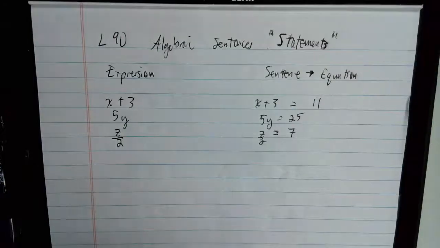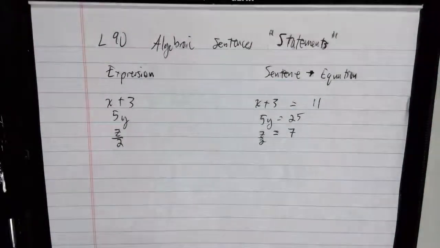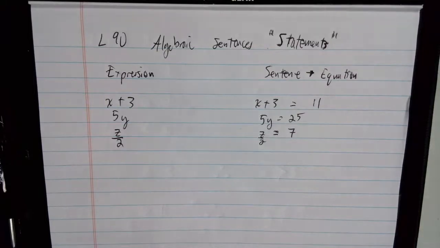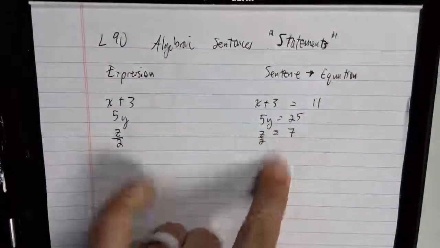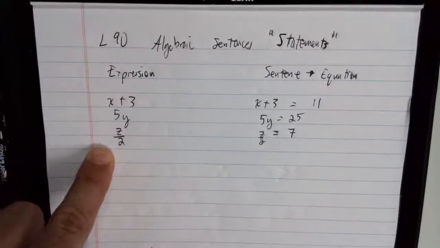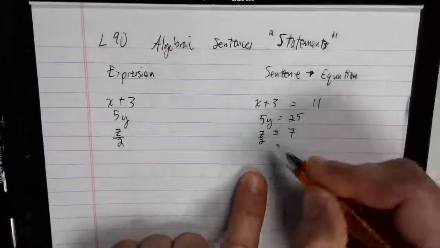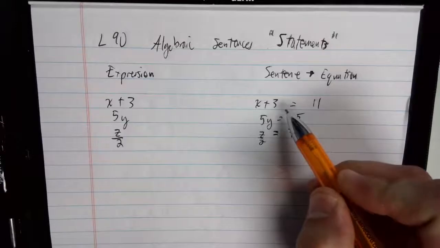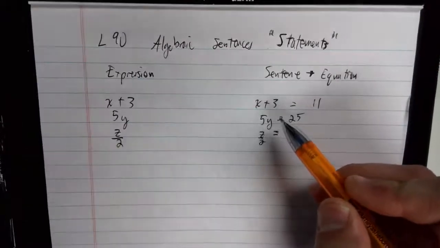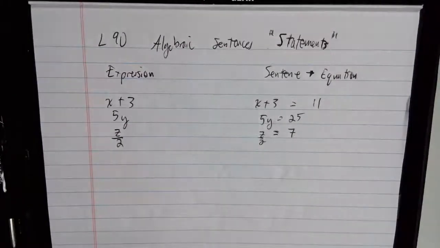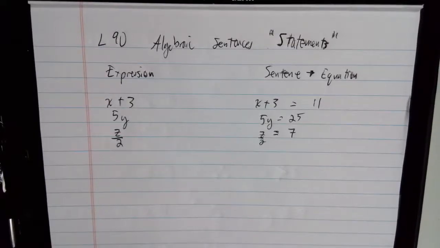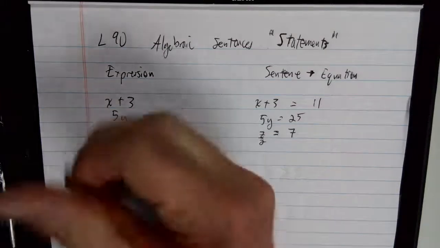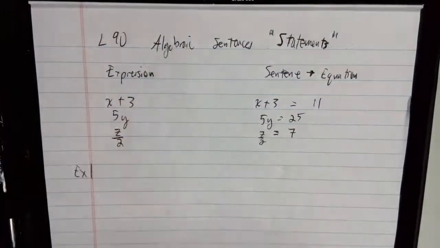I want you to pay attention to the difference. An algebraic sentence or statement is an equation with an equal sign. Therefore, what can we do with these that we cannot do with expressions? We can solve these. Each of these has one unique solution that makes it true or satisfies the equation. Earlier in the week, or last week, we were given a collection of words and supposed to write an algebraic phrase with that.